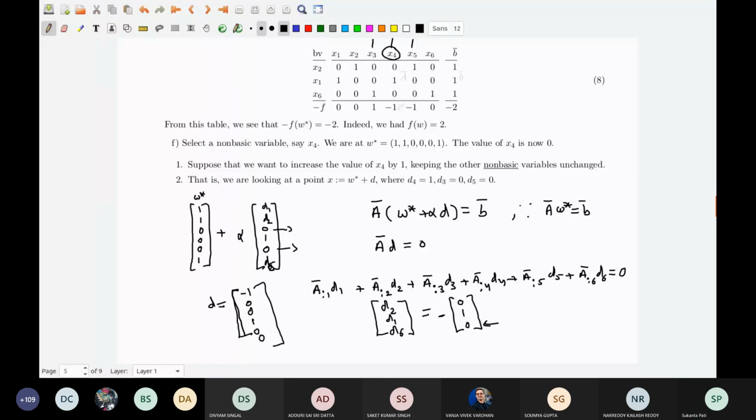So x4 gives you a particular direction in R6. So every non-basic variable is going to give you a direction to move out of the current vertex that you are standing at. In the next class, I will tell more about these things. I will stop here.